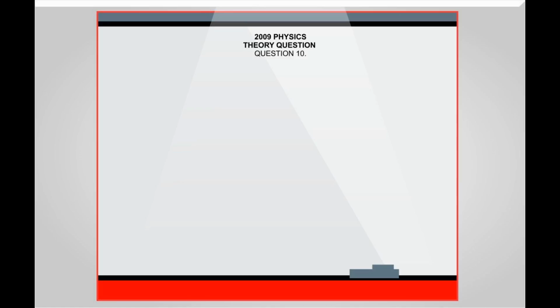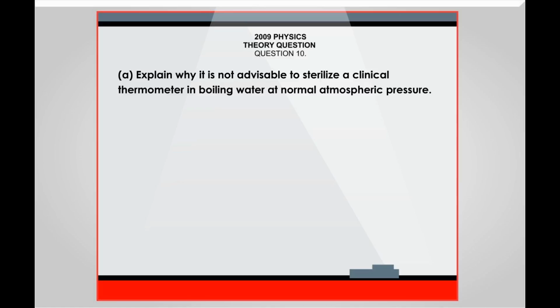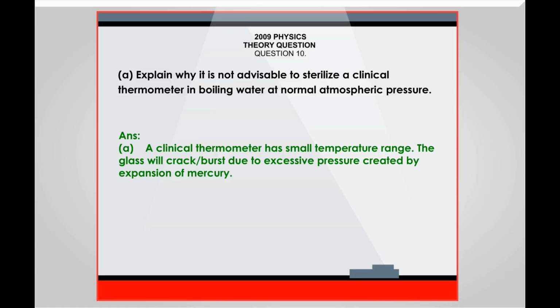Question 10. Explain why it is not advisable to sterilize a clinical thermometer in boiling water at normal atmospheric pressure. Answer. A clinical thermometer has a small temperature range. The glass will crack or burst due to excessive pressure created by expansion of mercury.